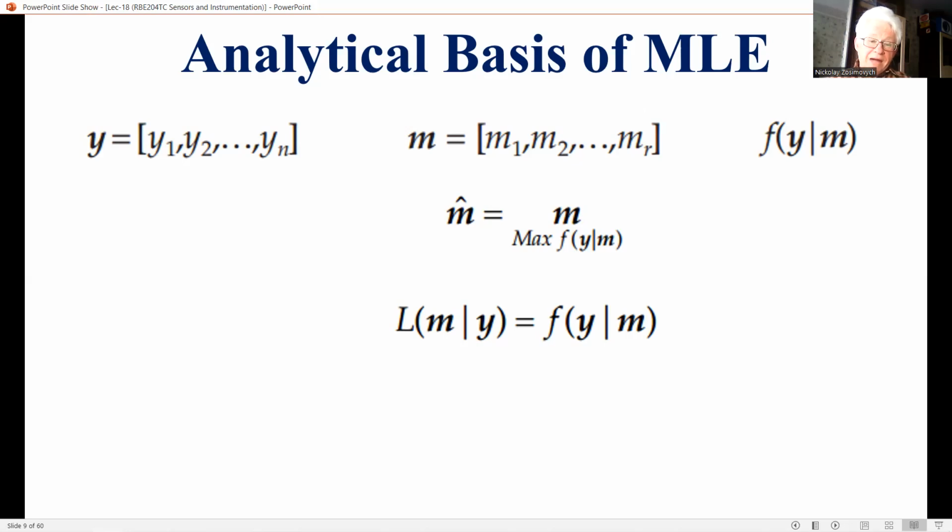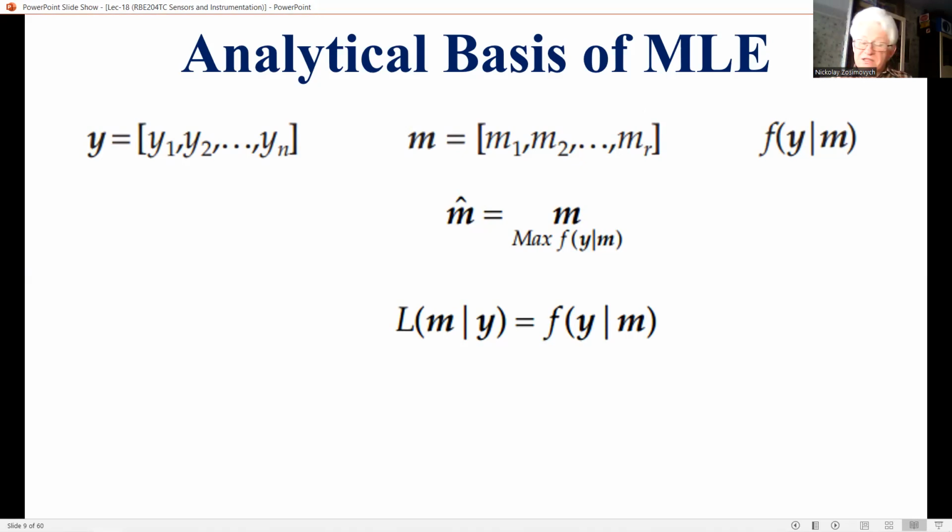The goal of MLE is to estimate the model parameter vector M hat that most likely has produced the given set Y. But note that the same data set Y is already generated and known, but the model parameter M is unknown.